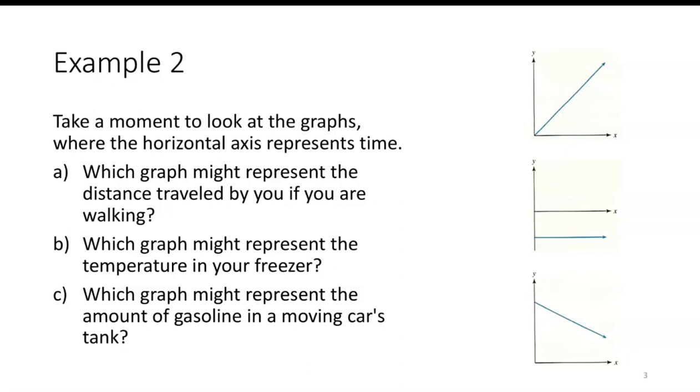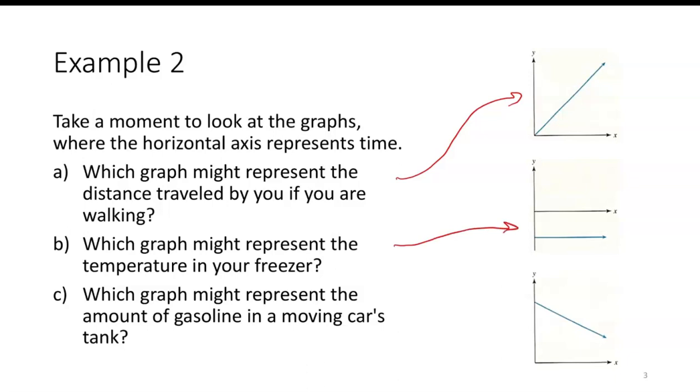If you're measuring the distance you're traveling, you would start at 0, and as you keep walking, your distance would be increasing. So that increasing tells me the first graph would represent that situation. Which graph might represent the temperature in your freezer? I would expect the temperature in the freezer to be below freezing, and more or less stable. That would match the graph in the middle.